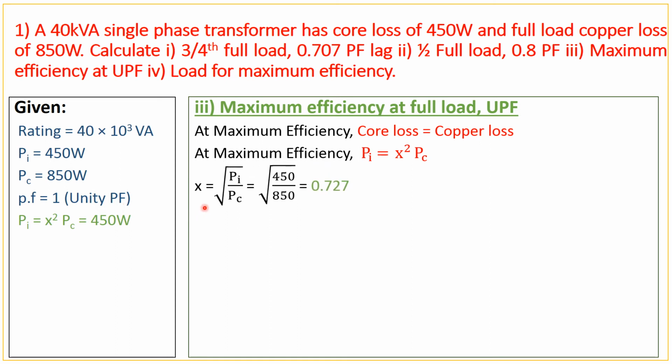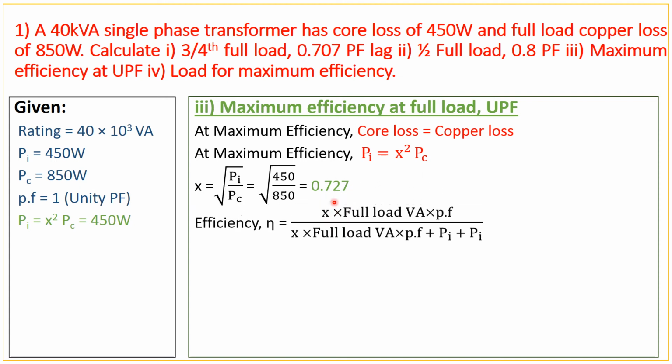So now what is this x? x is equal to root of Pi by Pc. So I know that Pi is equal to x square Pc. Therefore, x is equal to root of Pi by Pc. So Pi is 450 and Pc is 850. I will get x is equal to 0.727.